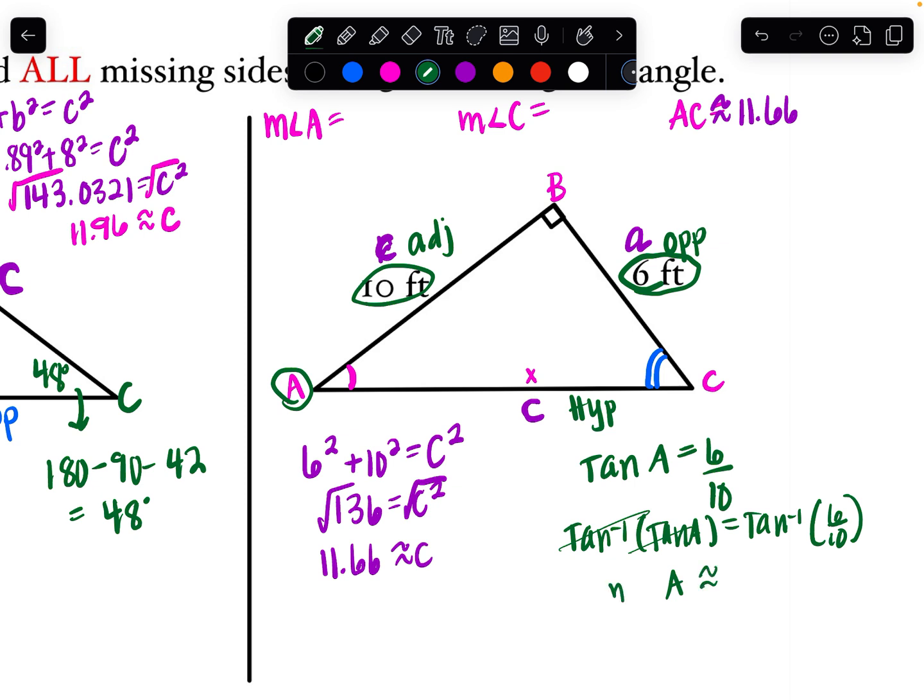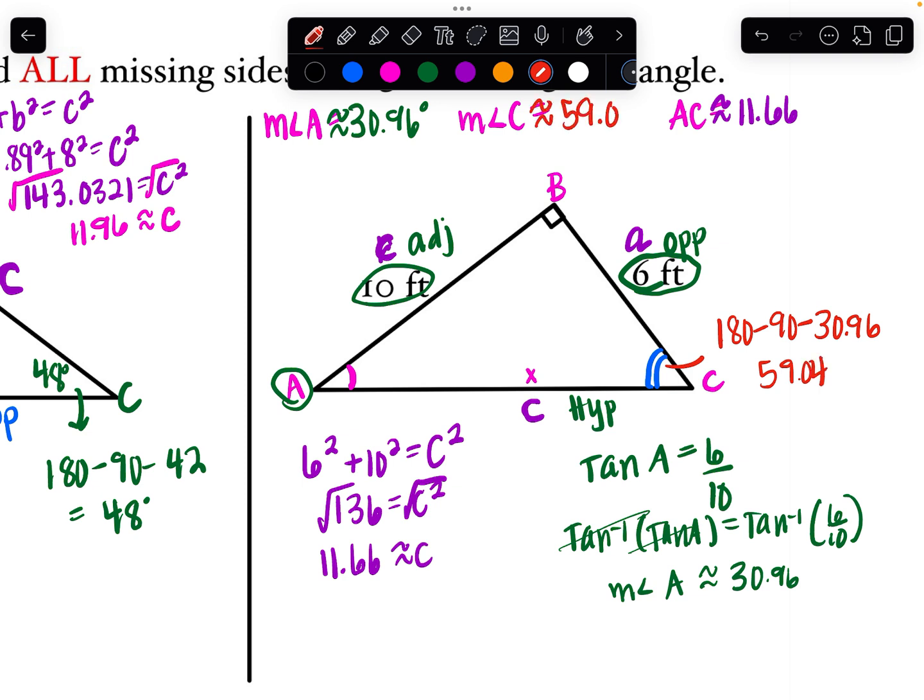So then I have that the measure of angle A is approximately 30.96 degrees. We'll change that to approximately, which means the measure of angle C then, I just have to do 180, take away 90, take away 30.96, and I would get that the measure of angle C is about 59.04 degrees. So again, we found 3 different values here.